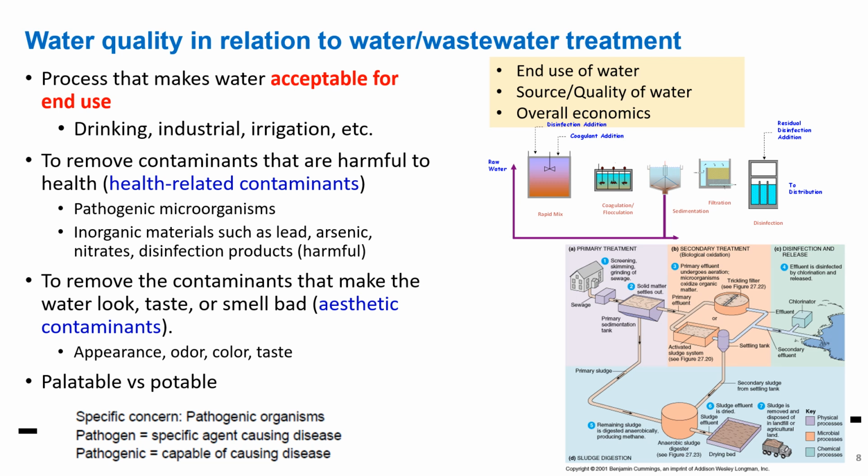So in relation to water and wastewater treatment, which is very important, that is why we are trying to understand the importance of water quality. In a water or wastewater treatment process, we are doing these processes in order to make water acceptable for end use. So it depends on our end use. If it is for drinking, we need a more stringent treatment train. If it's for industrial use or irrigation, maybe fewer processes, not as stringent, because it's a different water quality.